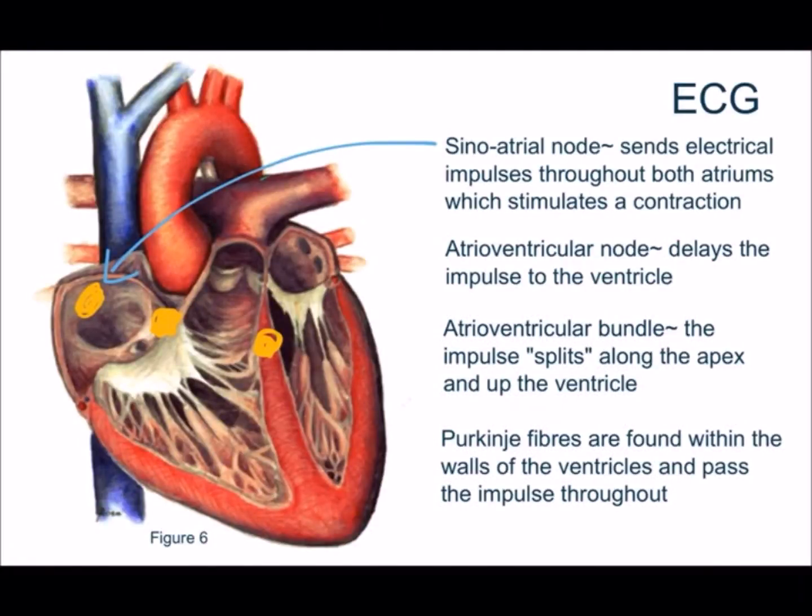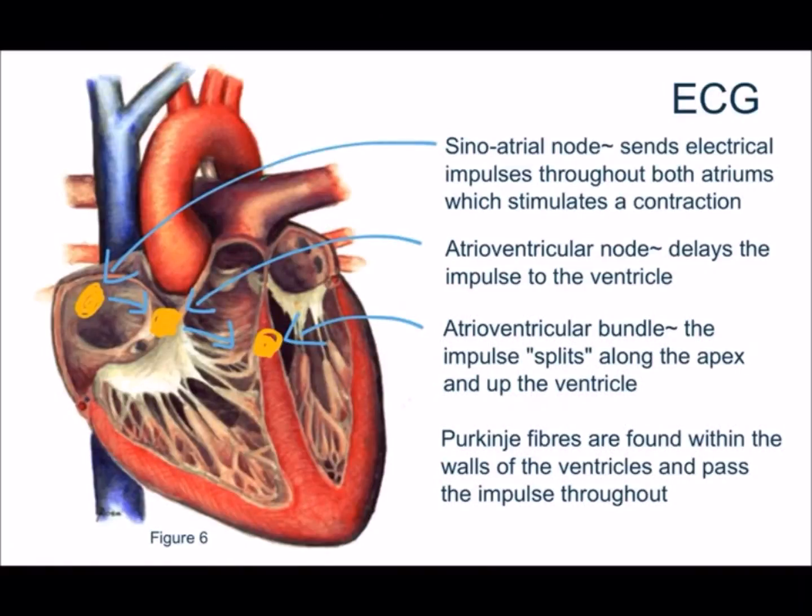The impulse is then passed on to the atrioventricular node, which is located near the top of the ventricle. The atrioventricular node delays the electrical impulse to the ventricle. This delay is important to ensure that all the blood from the atrium has been moved into the ventricle before it contracts. The impulse then passes on to the third dot that I've drawn, which represents the atrioventricular bundle.